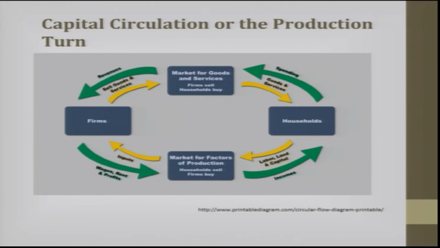Here, in the market for factors of production, you will have labor, land and capital which are invested, and whatever you get out is going to be income for the household. So, from here you put all the inputs to the firm, and get wages, rent and profit. So, you have two circles which go around. This is revenue, wages, rent, income and spending. This is all financial. And in manufacturing, if you see the inputs, goods and services, and then labor and land, these are the inner circle of it. So, this is the capital circulation, or the production turn, which is very, very important.